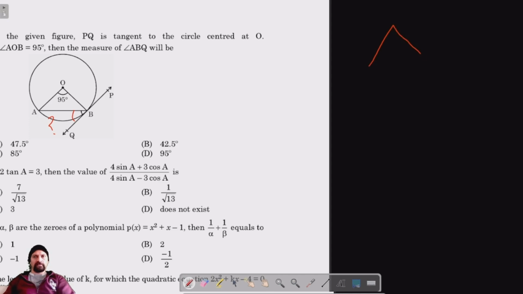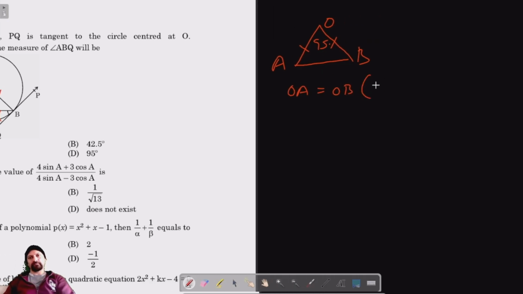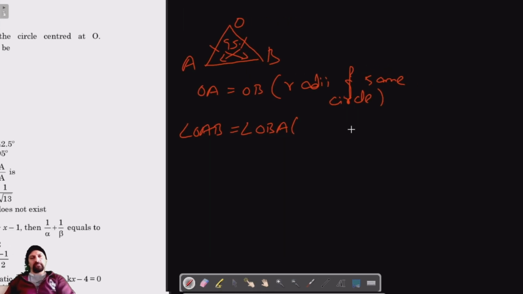Okay, so let's try this. Let's draw this, the triangle in the middle. Now OA and OB are equal because these are the radii of the same circle. So angle AOB is 95 degrees. Now OA is equal to OB. They are the radii of the same circle, and these radii with the chord AB form the triangle. So angles opposite to the equal sides are equal. So angle OAB is equal to angle OBA.